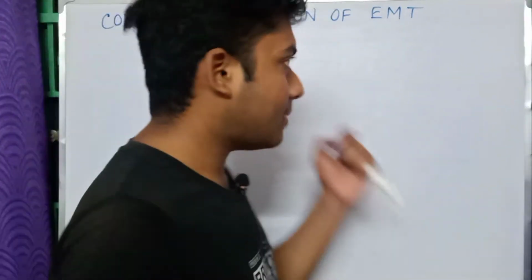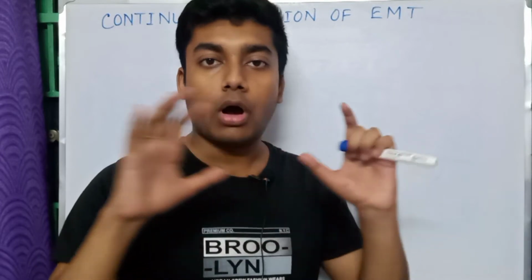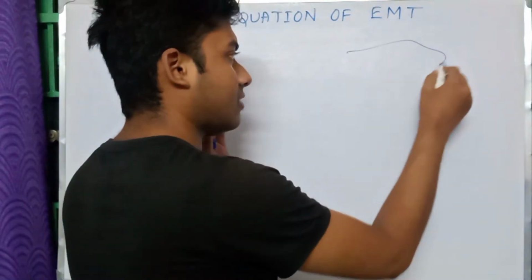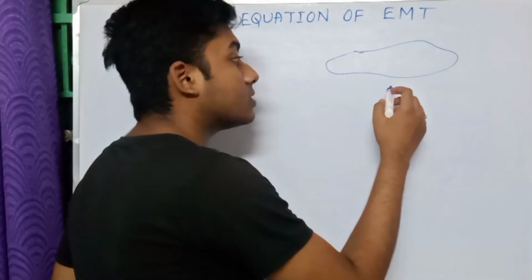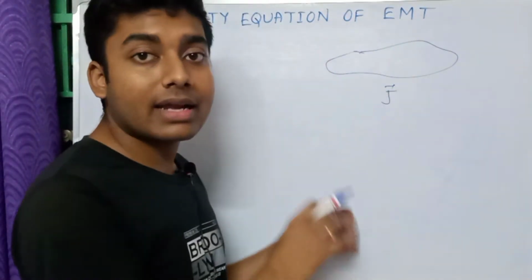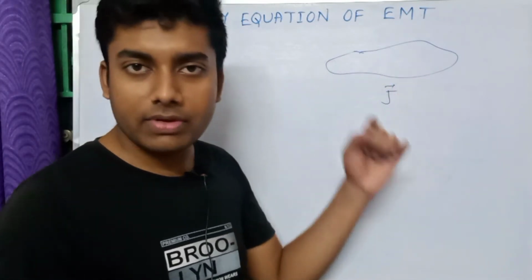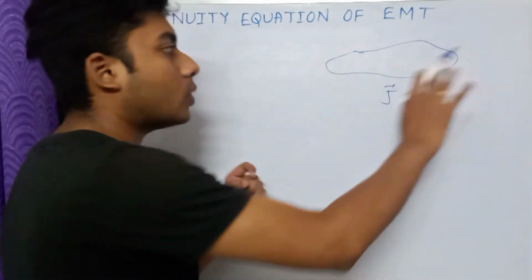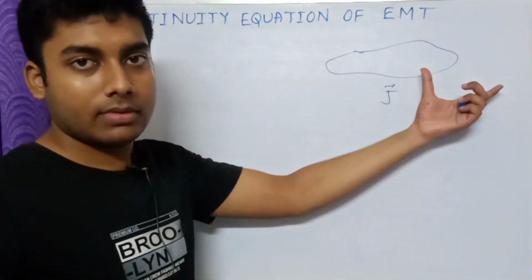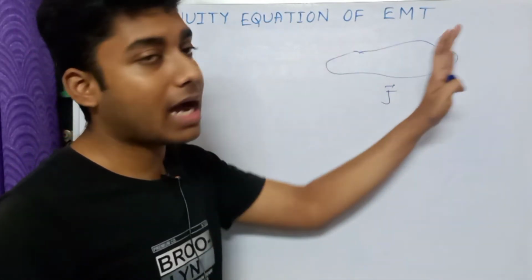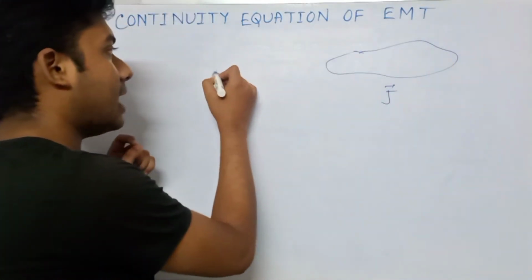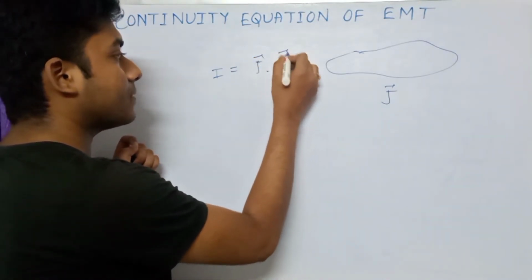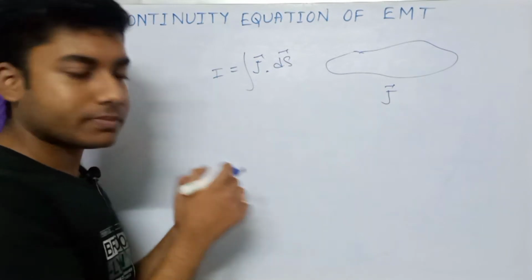Okay, so let's start. Suppose I have a volume which is enclosed by a closed surface like this. Now J is the current density at any small surface element on this surface. So the total current flowing out of this surface will be what? The total current I will be the integration of J dot ds.